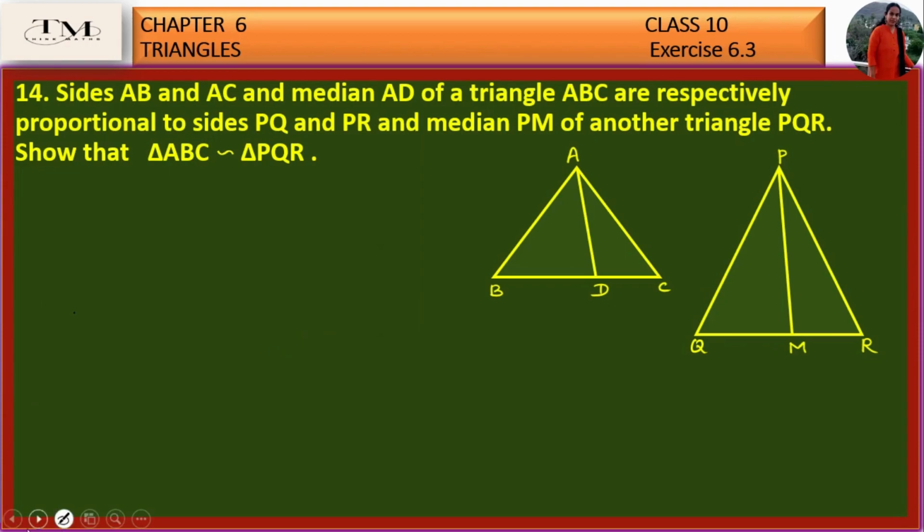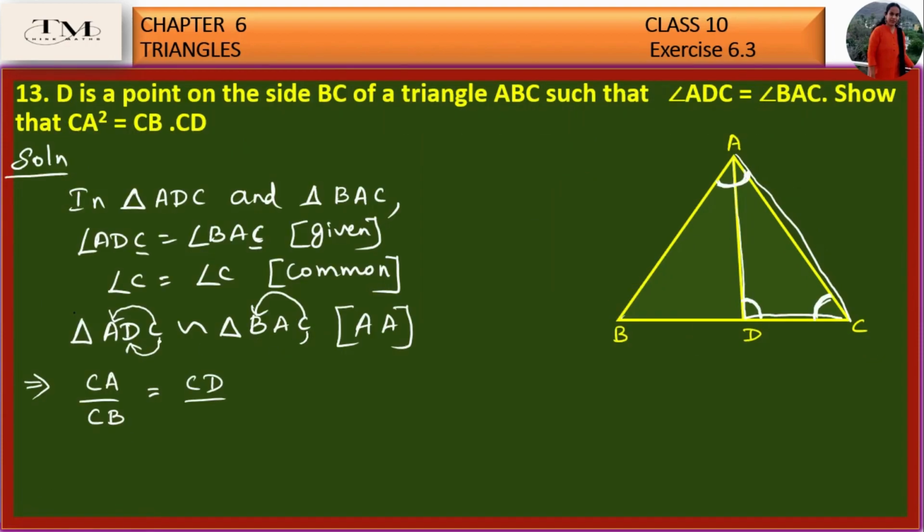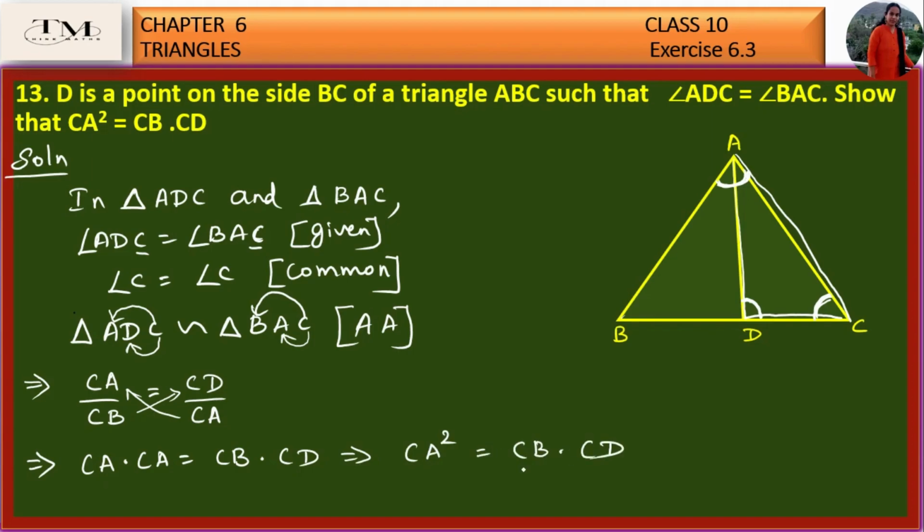I'm sorry. Last, here I took last and second. So here also I should take last and second. So it is CA. So if you cross multiply, you will get CA into CA. So CA dot CA equal to CB dot CD. So CA dot CA is equal to CA square equal to CB dot CD. So this is the way we have to prove this. So we can write hence proved.